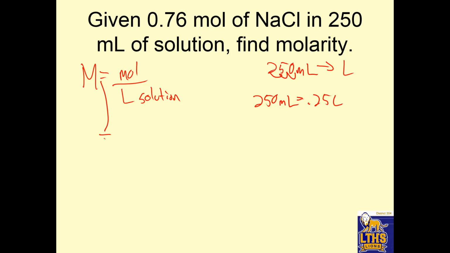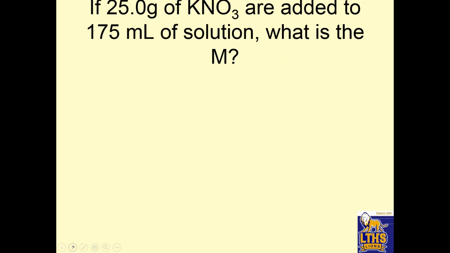Okay, so it's going to be a 3 decimal point swing. So 0.76 over 0.25, and that's going to be 3 point something. So 0.76 divided by 0.25 is 3.04, and then the unit for this is called a molar. You put a capital M, it's a molar, like your tooth or your teeth. Some of you have more than one.